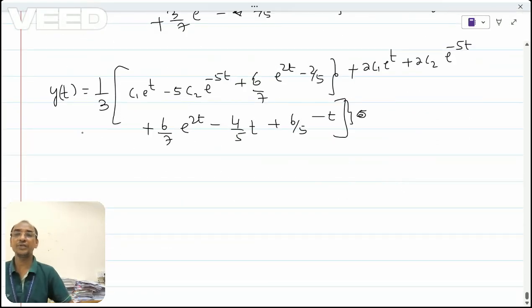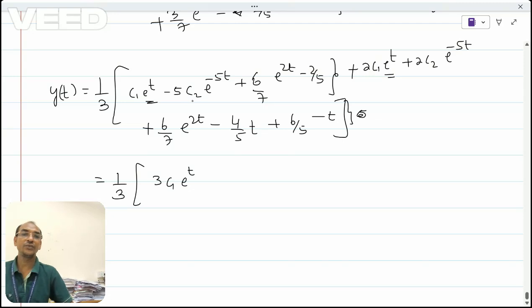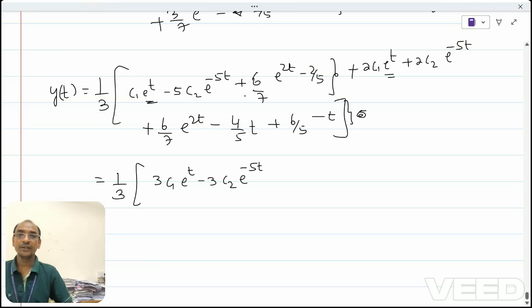Now you can simplify. You see e to the power t is here and e to the power t is here. So c1 is common. C1 plus 2c1 means 3c1. So we can have 1 by 3c1 e to the power t and minus 5c2 and plus 2c2, so minus 3c2 e to the power minus 5t. Here 6 by 7 e to the power 2t. Okay, sorry, this one will be wrong.